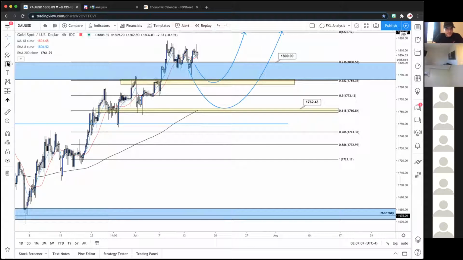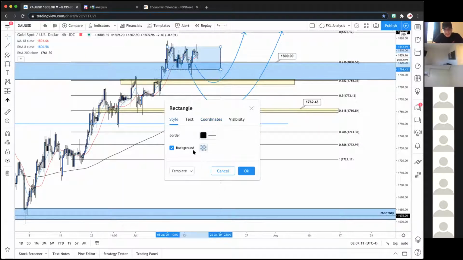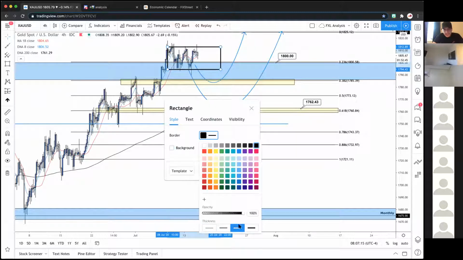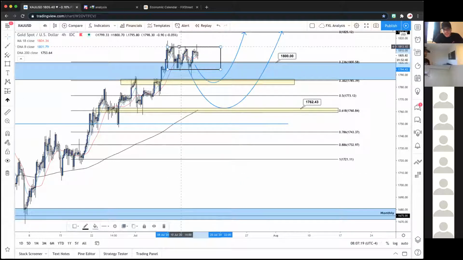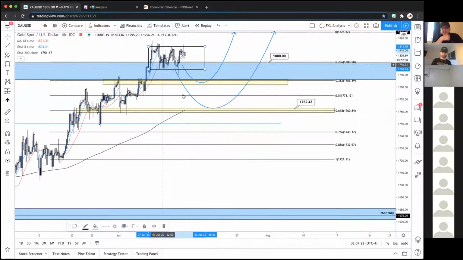Right now, we are forming a bit of a little box pattern here, as you can see. Let me get rid of this background pattern. These a little thicker there, like that. Okay, cool. All right, so in a bit of a box pattern now, with a little bit of indecision right at that 1800 handle, looking for a break to the downside or break to the upside, and then we could reevaluate.